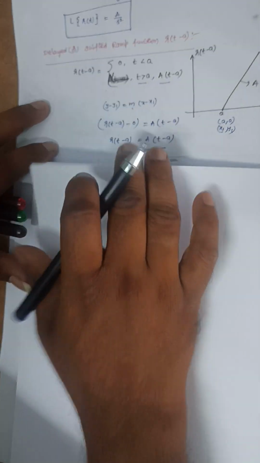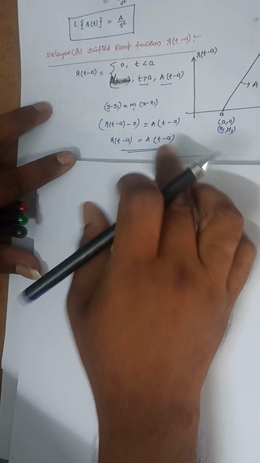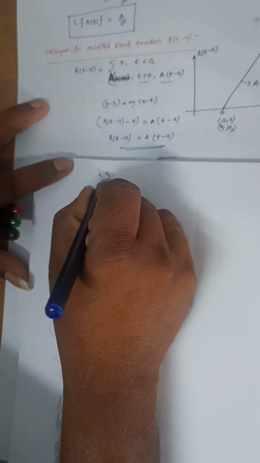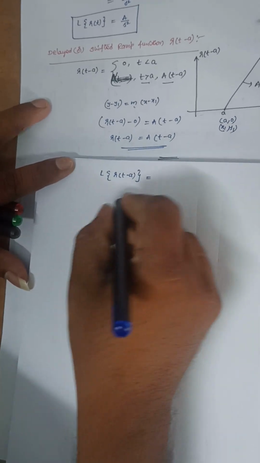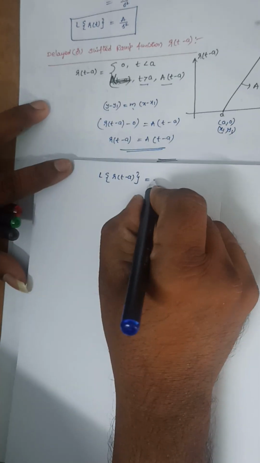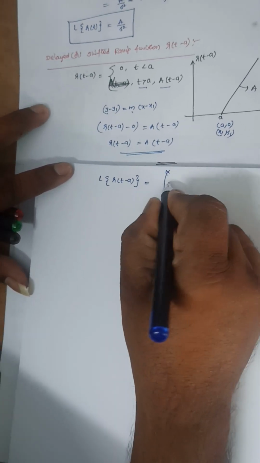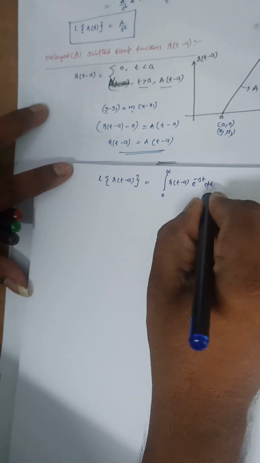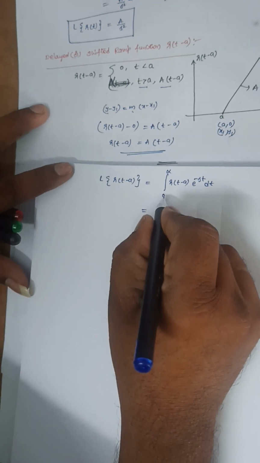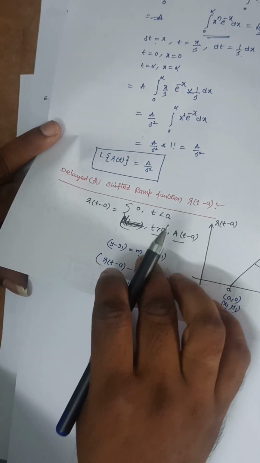Now I need to find the Laplace transform for this delayed or shifted ramp function, that is the Laplace transform of r of t minus a. To find this, I am using the Laplace transform formula, integral from 0 to infinity of r of t minus a into e power minus st dt. And from 0 to a, that means for t less than a, the value of r of t minus a is 0.